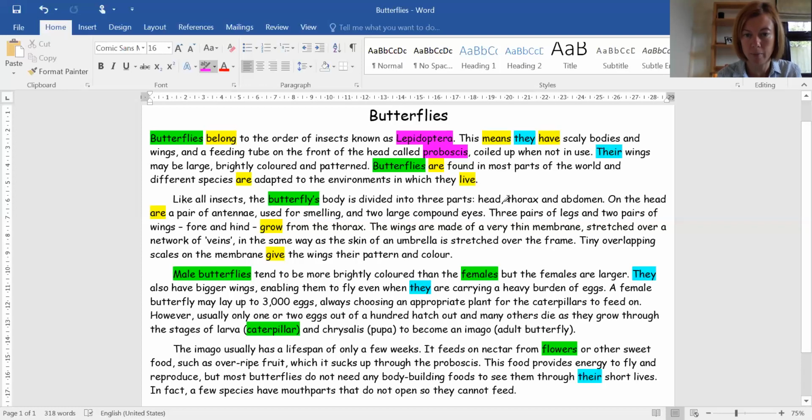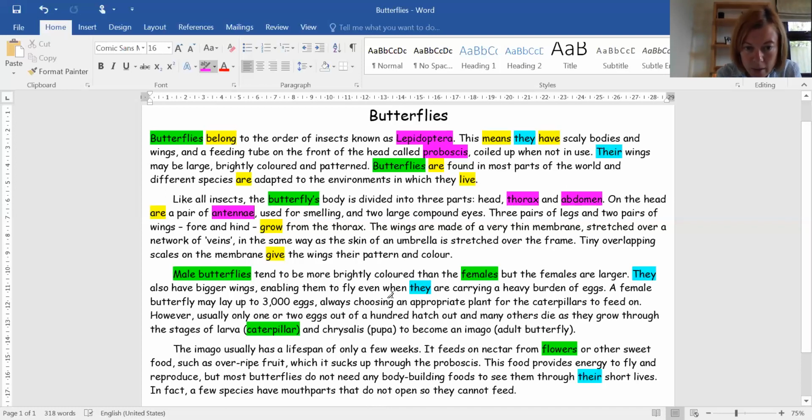And thorax and abdomen, again, technical language. So they're the different body parts, the head, the thorax and the abdomen. And of course, antennae. So these are the kinds of words that would likely be found in a glossary as well.